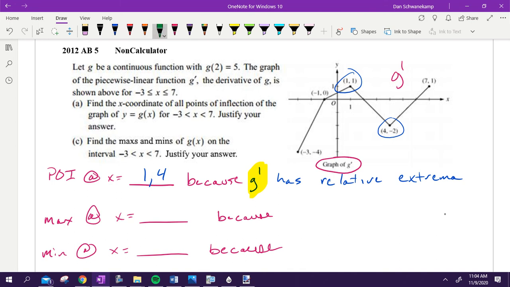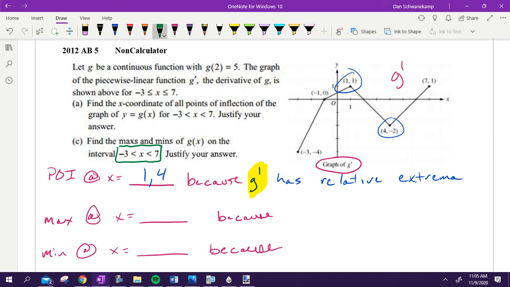Part C says find the maxes and mins, and then justify your answer. Okay, so maxes and mins. Show me with your fingers how many. The one thing we have to pay attention to is this: that is an open interval. It doesn't include -3 or 7. It's not underlined. So in neither of these answers am I going to say -3 or 7, because they're not included in there. Okay, and they'll make sure you clear that up.